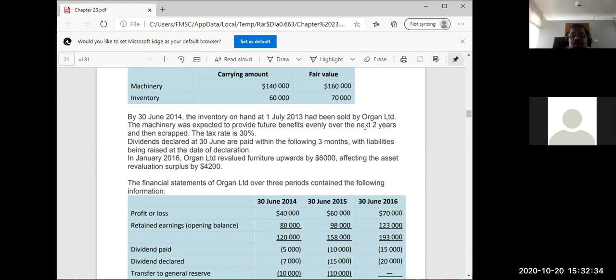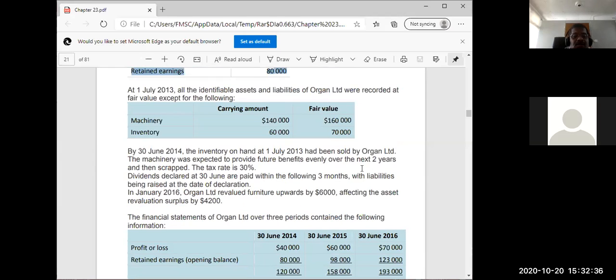Another piece of information is the machinery: depreciation over the next 2 years only, that means 50%, 50%, and the tax rate is 30%. And also the dividend declared in June is paid within 3 months, and liabilities are raised at the date of declaration. And further information: furniture is upwardly revalued, and thereby the revaluation surplus is 4,200.